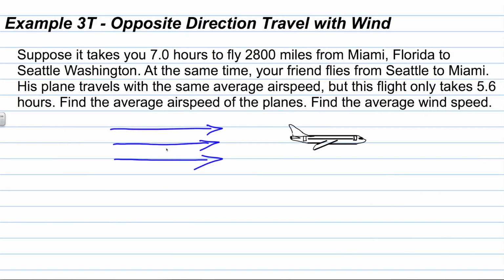Example 3T. Opposite direction travel with wind. Suppose it takes you 7 hours to fly 2,800 miles from Miami, Florida to Seattle, Washington. At the same time, your friend flies from Seattle to Miami. His plane travels with the same average airspeed, but his flight only takes 5.6 hours. Find the average airspeed of the planes. Find the average wind speed.